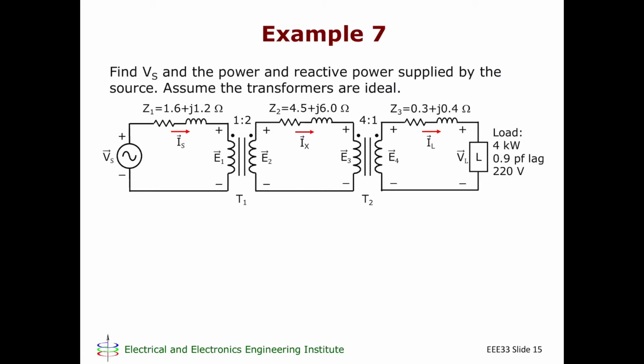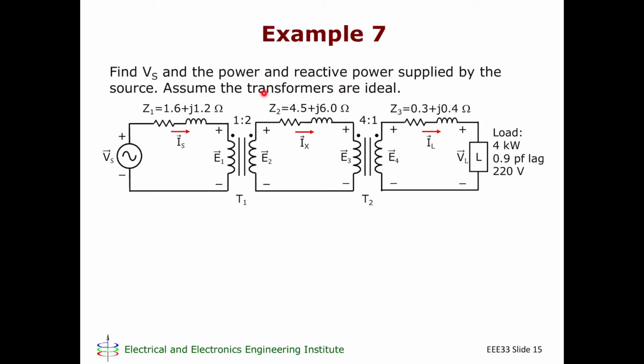We have 3 feeder lines. So Z3 likely represents the impedance of the feeder line that connects transformer T2 to the load.